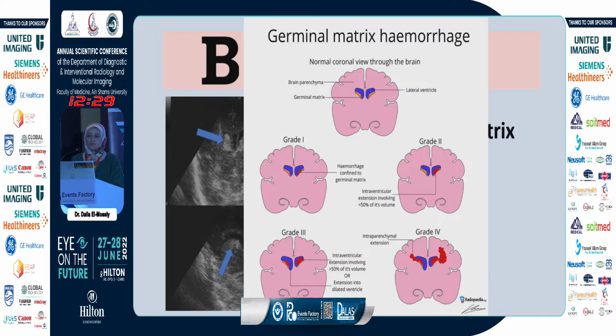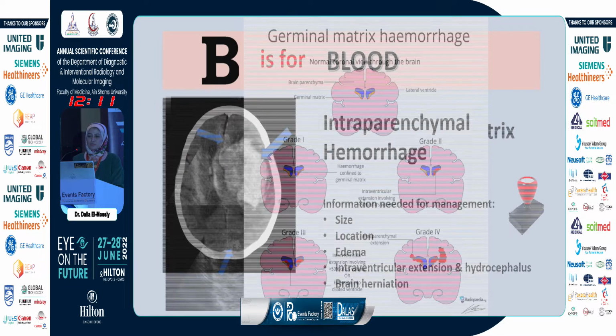The grading of germinal matrix hemorrhage: grade 1, when the hemorrhage is confined to the germinal matrix; grade 2, intraventricular extension involving less than 50%; grade 3, intraventricular extension more than 50%, or there is dilatation of the lateral ventricles; grade 4, there is intraparenchymal extension.